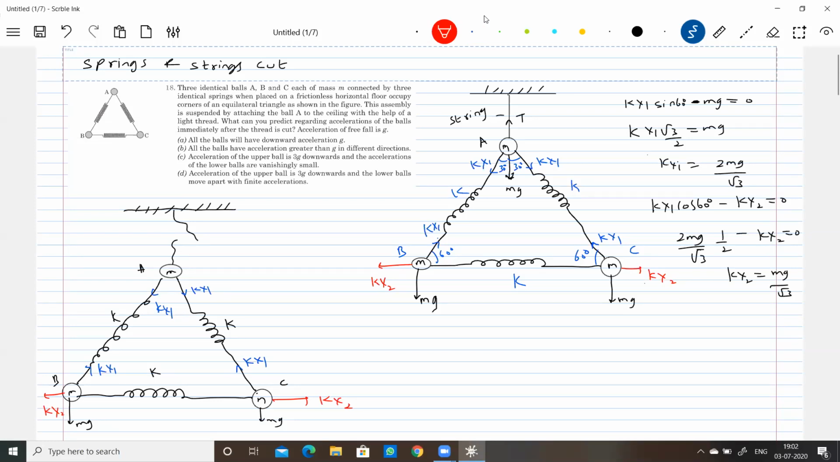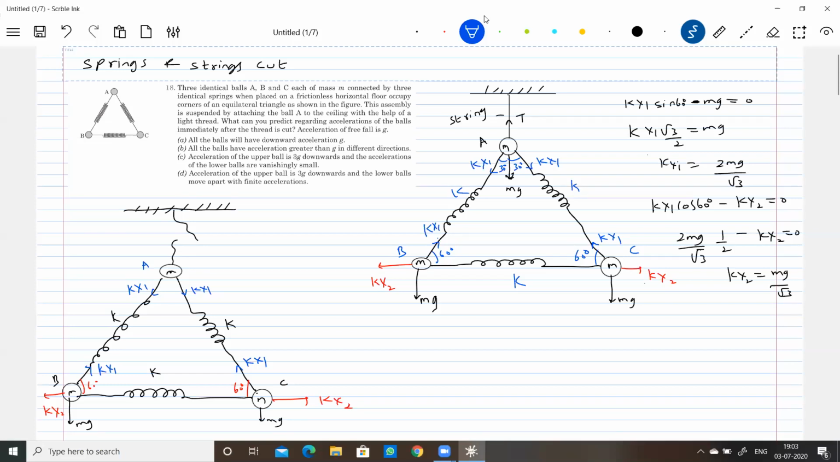They'll remain at rest. Sir, won't they move downward? Say their accelerations are vanishingly small. Sir, they might move in a horizontal plane because of a component of force. Look at this clearly. Kx1 cos 60 will balance kx2. Sir, but A will be moving downwards as well. Then the kx1 force will increase, right?